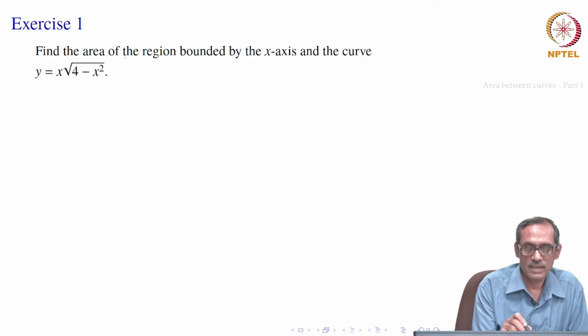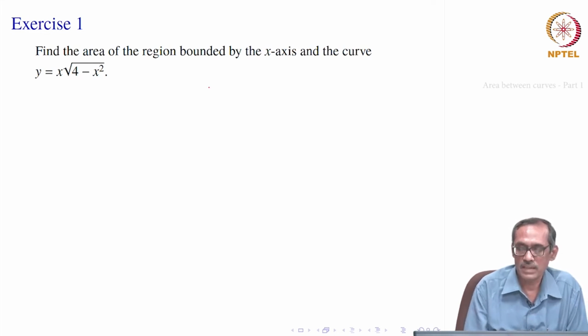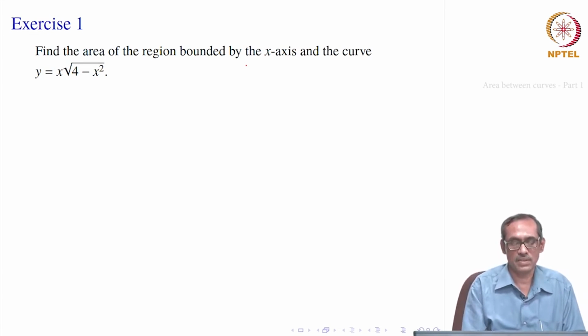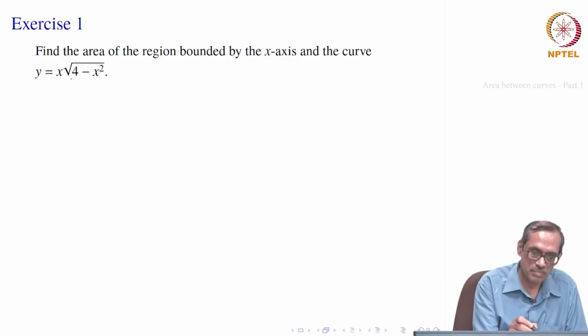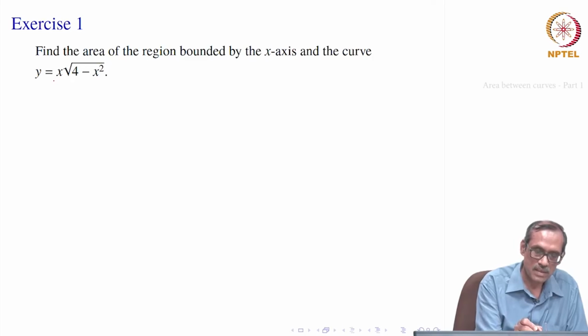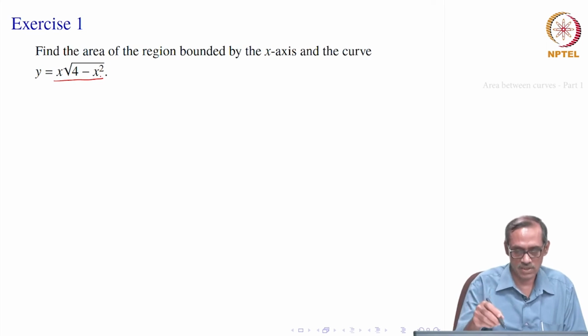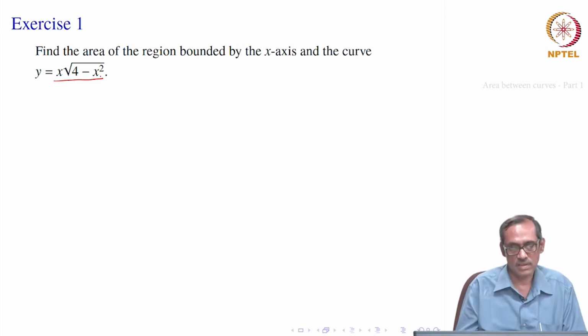Here we want to find the area of the region bounded by the x axis and the curve y equal to x times square root of 4 minus x square. So, it is asking just to find the region bounded by these two curves. One is a line, the x axis, and the other one is x into square root of 4 minus x square. So, implicitly it is assuming that this curve y equal to x into square root of 4 minus x square intersects the x axis at least at 2 points.